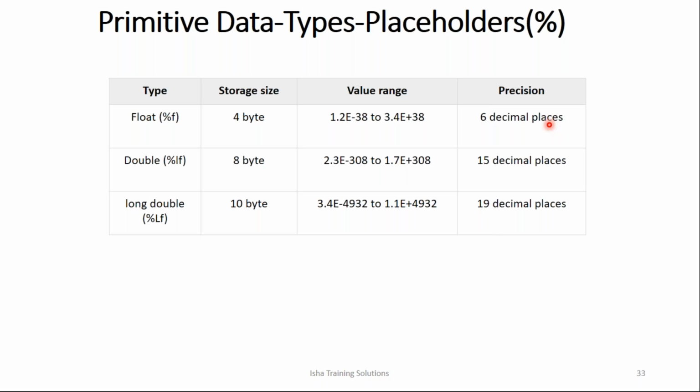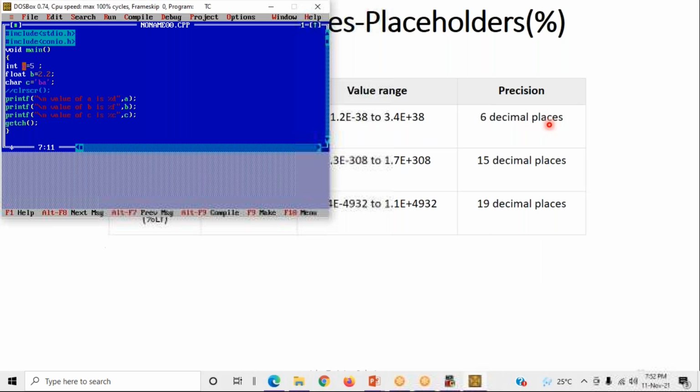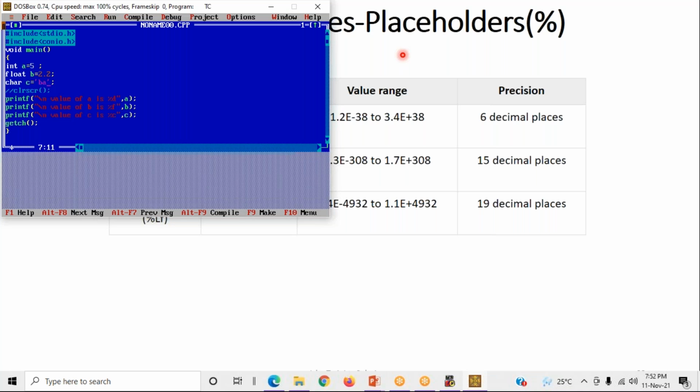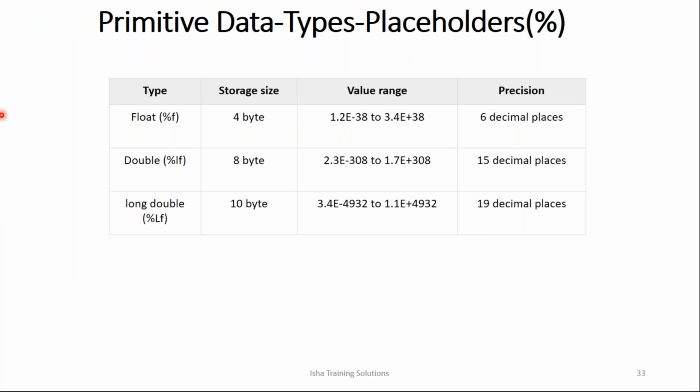Just now we have seen the result, whatever it has been displayed for float, after the decimal point 6 values will be displayed, right? I am running the program again. So we are getting some error again. The compiler is creating a problem. So after the decimal point, we are going to get 6 values here.